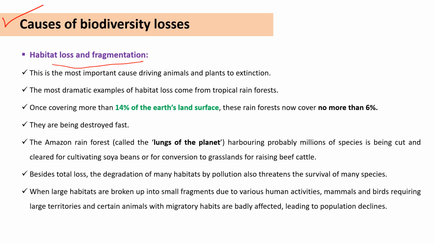Habitat loss means we directly suppose there is a tree and on the tree there are birds living. So that tree is the particular habitat for the particular bird. If you cut the tree, then this is the habitat loss. If we cut the forest, then it is the habitat loss.